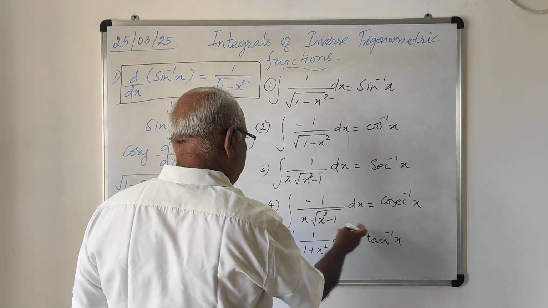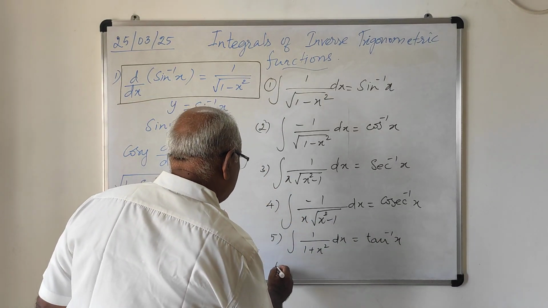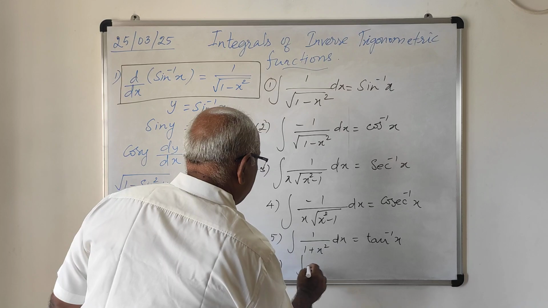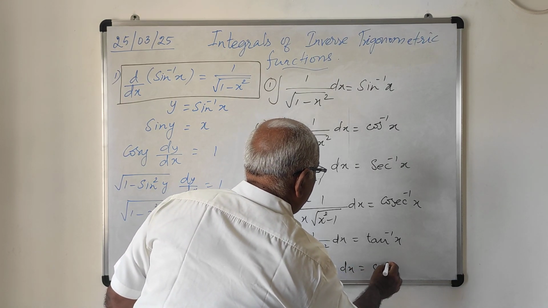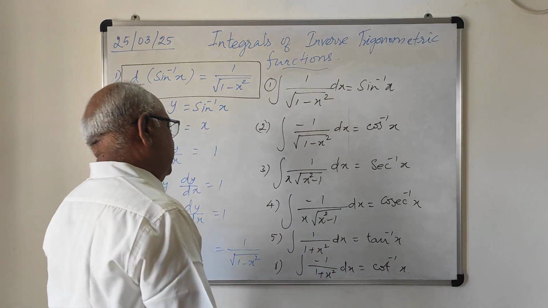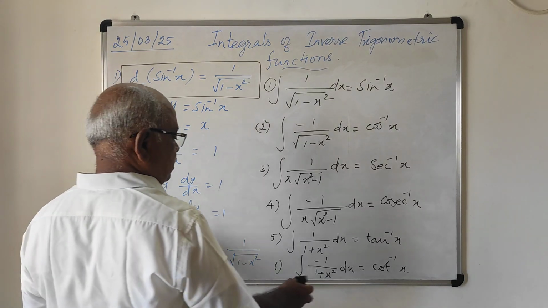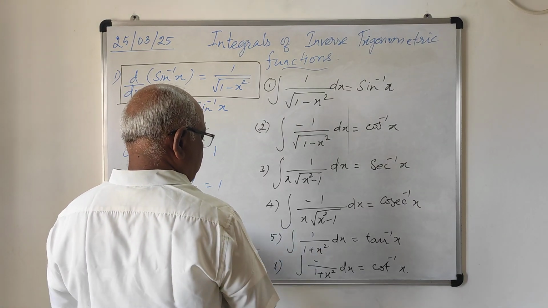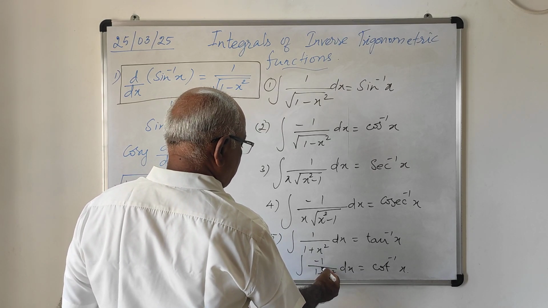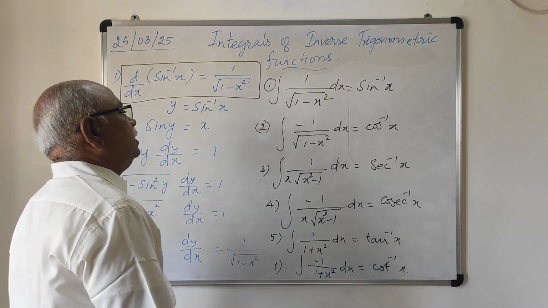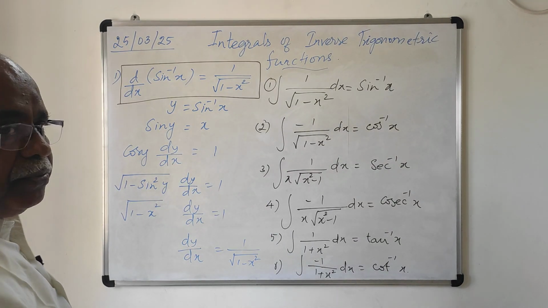From the derivative of tan inverse x being 1 by 1 plus x square, you know, the integral of 1 by 1 plus x square dx is tan inverse x. Similarly, integral minus 1 by 1 plus x square dx equal to cot inverse x. These are the 6 integration results of inverse trigonometric functions. Now using these results, we are going to solve some problems.